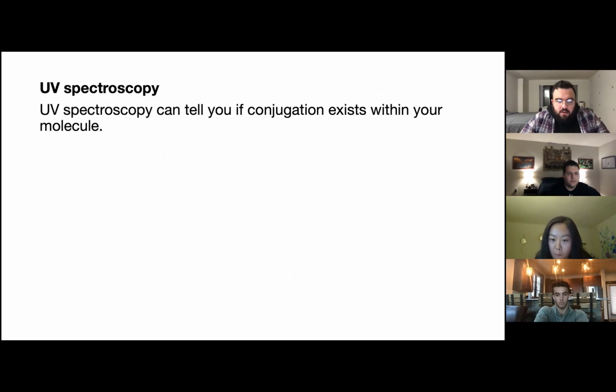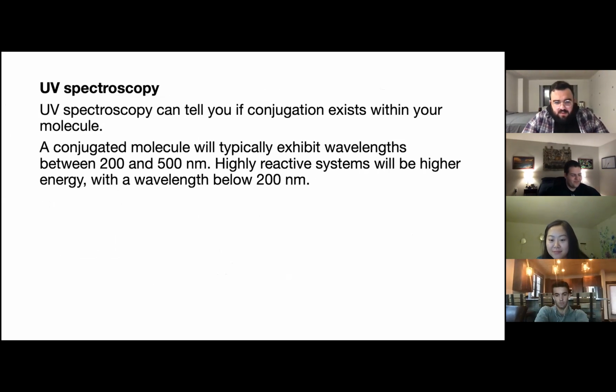Next up, I'm going to be talking about UV spectroscopy. This is going to be very quick because it only really tells you one big thing. UV spectroscopy pretty much tells you if there's conjugation within your molecule, with some exceptions that are more complicated and not really in the scope of this class.